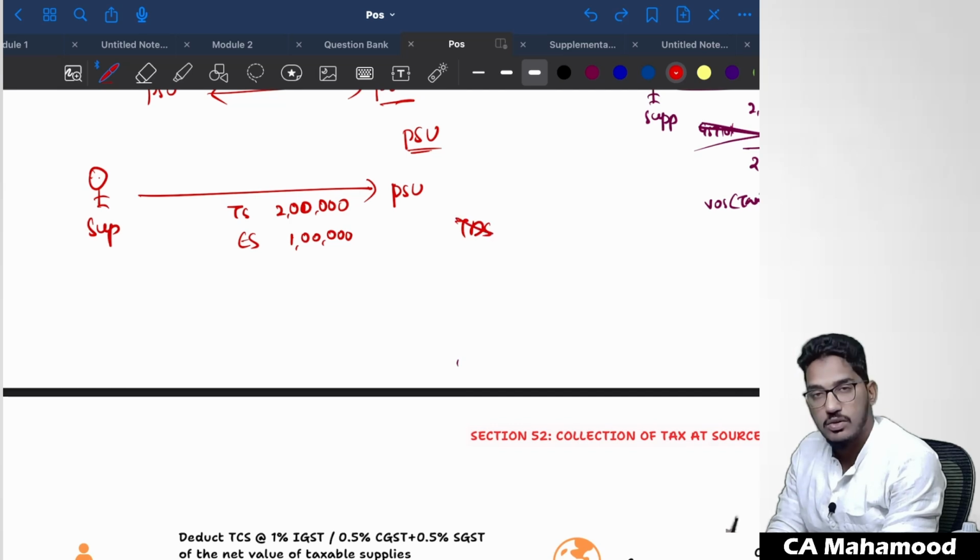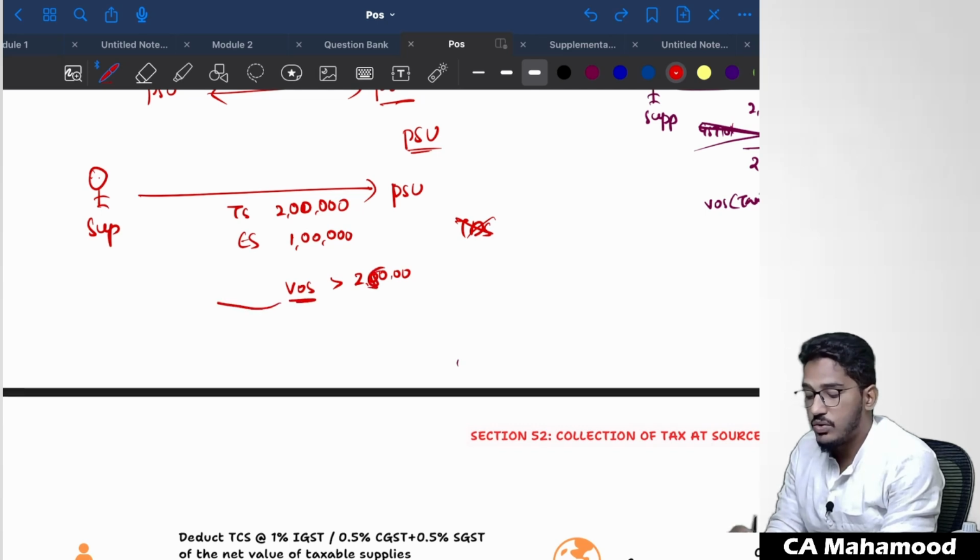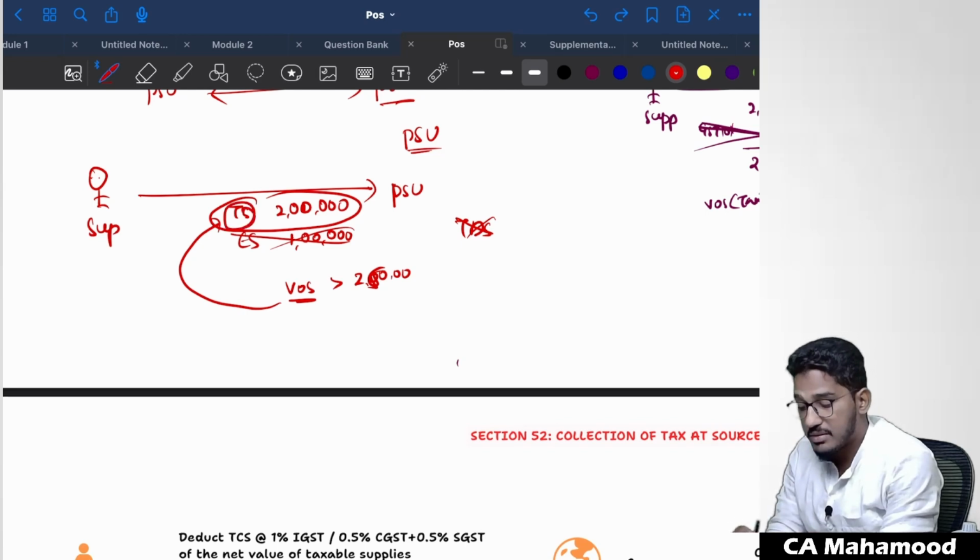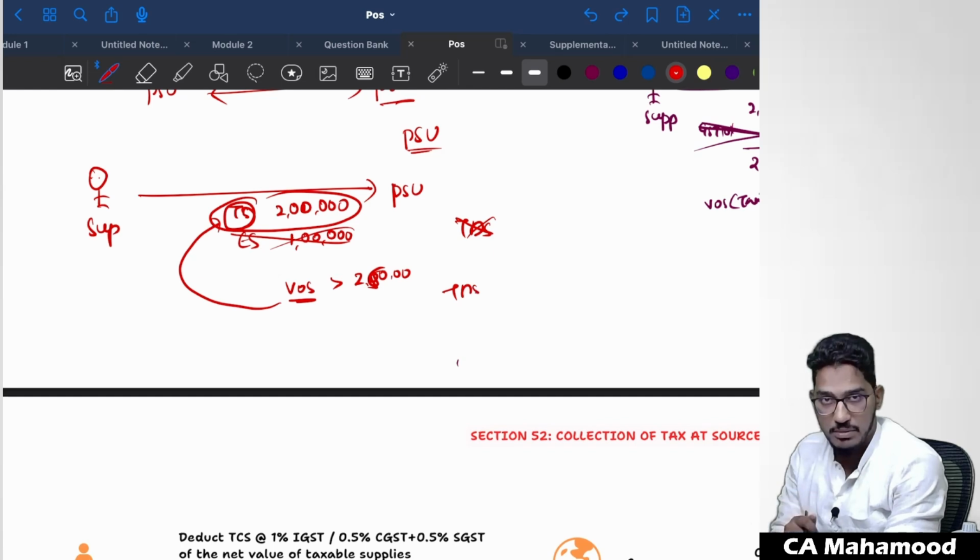TDS become applicable? No. When I said value of supply under a contract should exceed 2 lakh rupees, we have to consider 2,50,000 rupees. We have to consider value of supply of taxable only. Exempt we should not consider. In this case, value of supply of taxable supply of goods and services is less than 2,50,000. TDS will not become applicable.